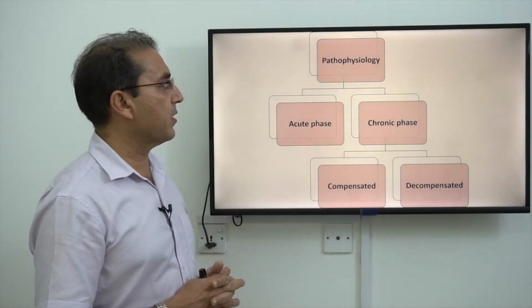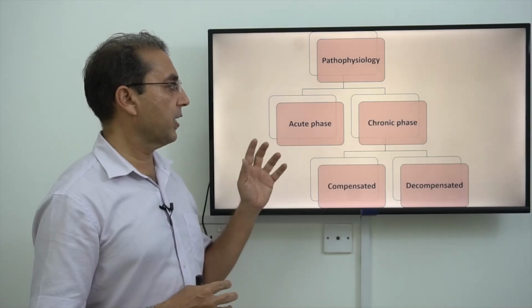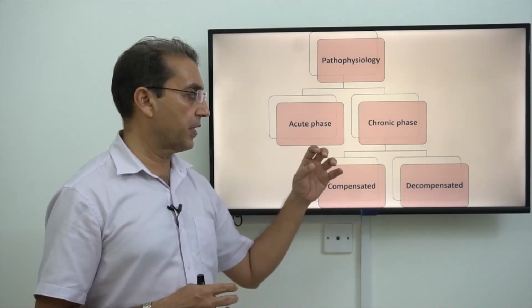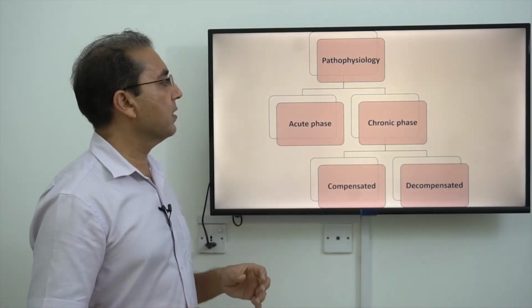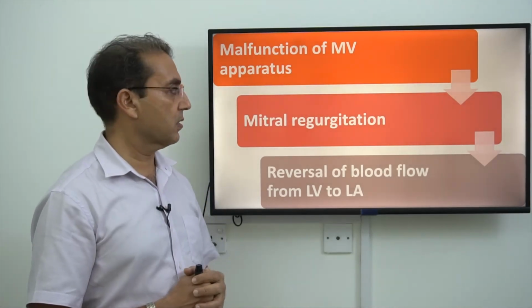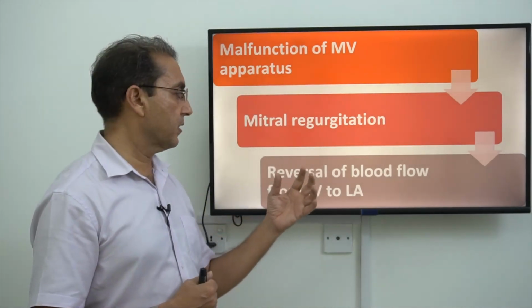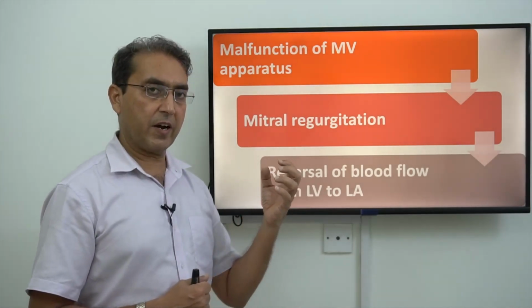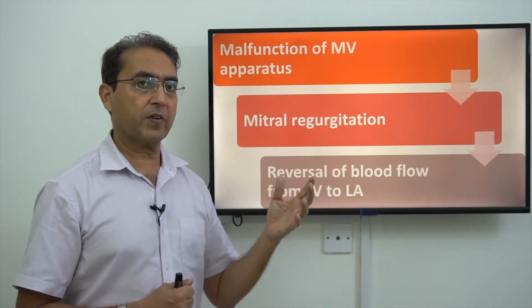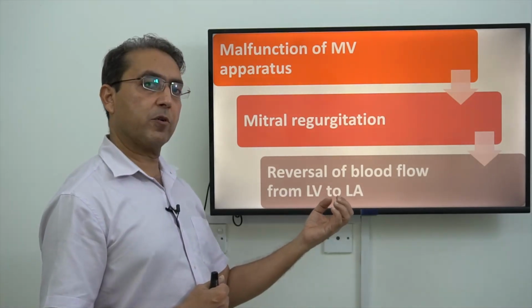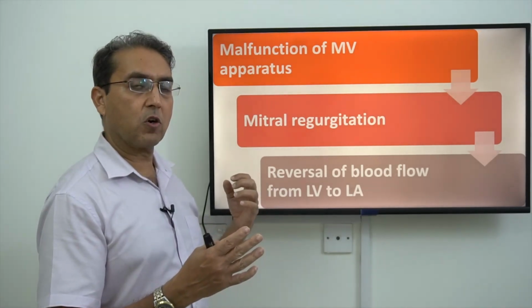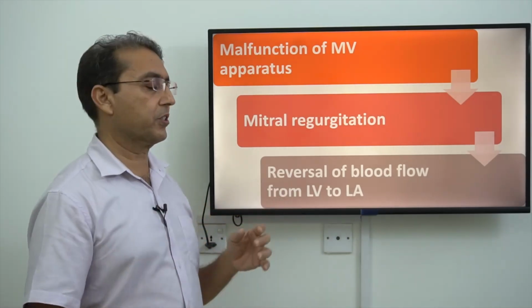Now what happens in mitral regurgitation? Mitral regurgitation can be acute and it can be chronic. The chronic one can be in a compensated and a decompensated state. There is malfunction of the mitral valve apparatus. There is reverse flow of blood from the left ventricle into the left atrium. Normally the blood moves out of the left ventricle into the aorta. But when there is mitral regurgitation, the blood moves back from the left ventricle into the left atrium. Some of the blood also moves forward out of the aortic valve into the aorta. So the blood is moving in both directions.